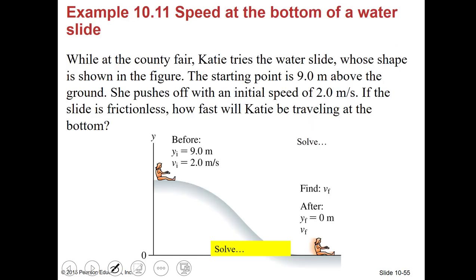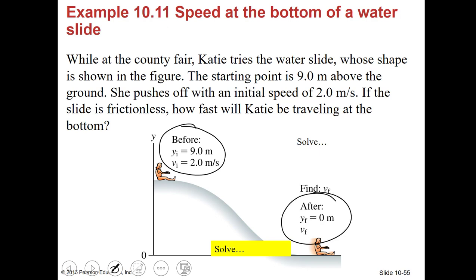Here's another example. While at the county fair, Katie tries the water slide, whose shape is shown in the figure, starting 9 meters above the ground. She pushes off with an initial speed of 2. So here we have both kinetic and gravitational potential. If the slide is frictionless, how fast will Katie be traveling at the bottom?